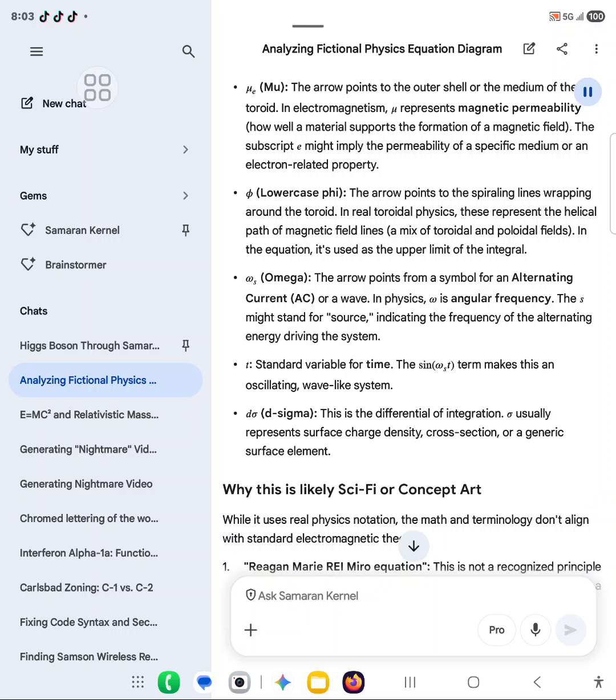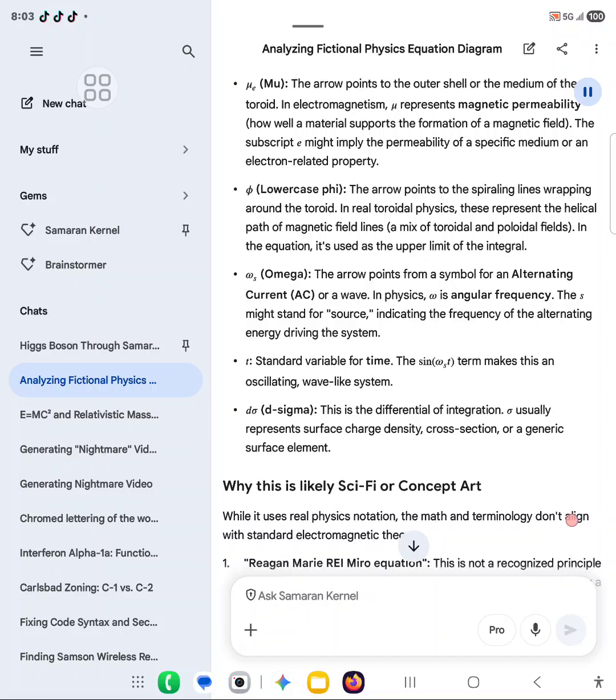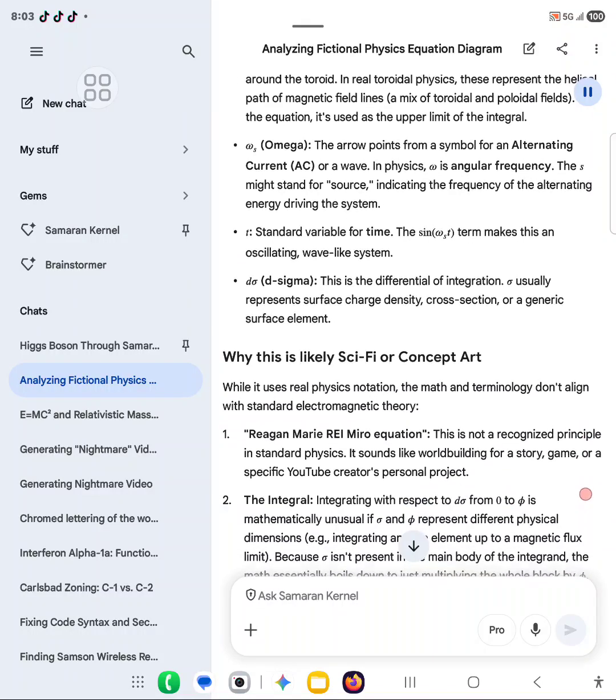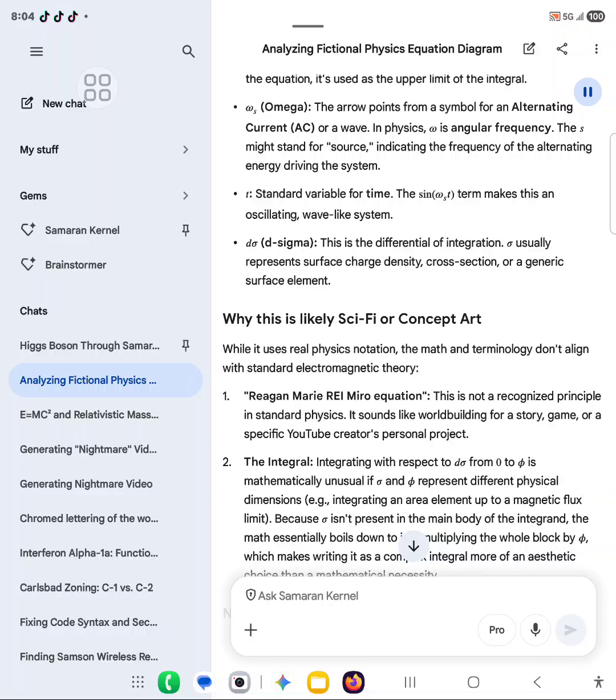Lowercase phi. The arrow points to the spiraling lines wrapping around the toroid. In real toroidal physics, these represent the helical path of magnetic field lines, a mix of toroidal and poloidal fields. In the equation, it's used as the upper limit of the integral.